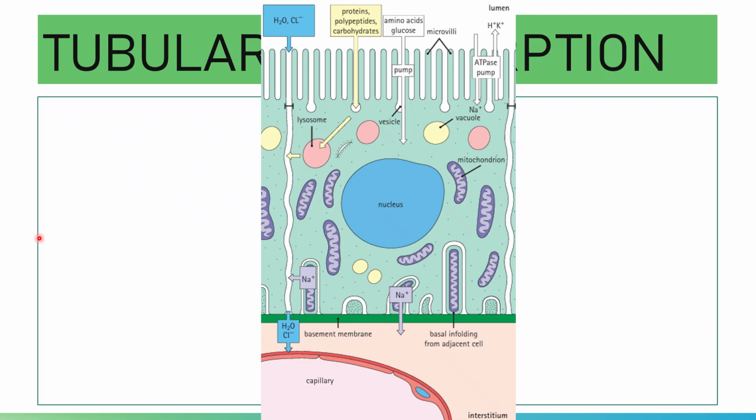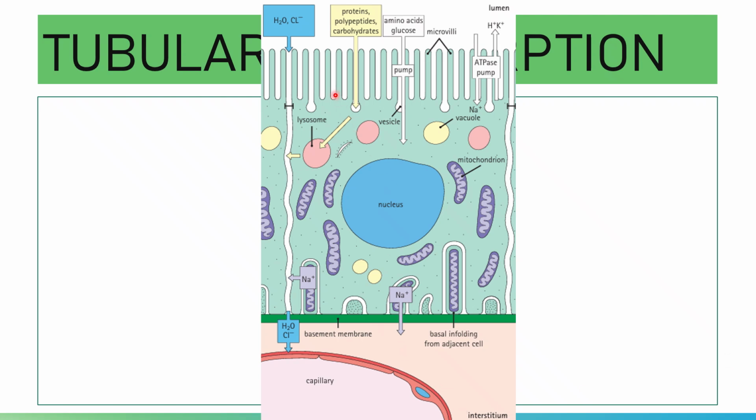Please note the apical microvilli of the PCT provide a greater surface area for absorption. And of course, numerous mitochondria are prominent. In the cells of the PCT, they provide the energy needed for the active transport of the various components.